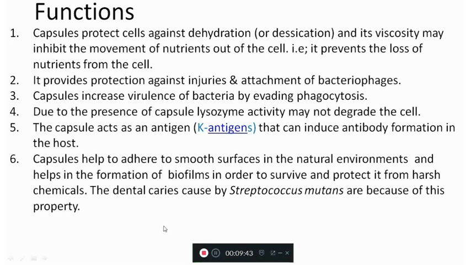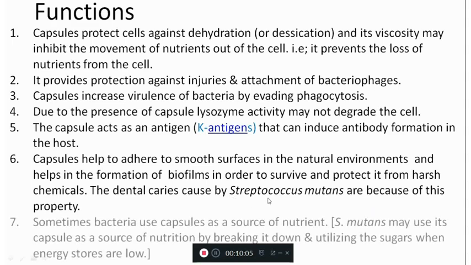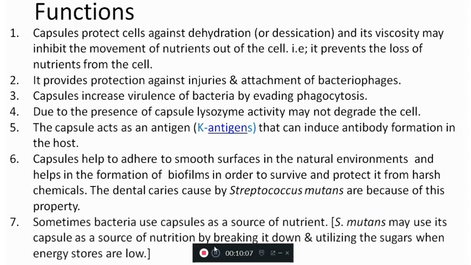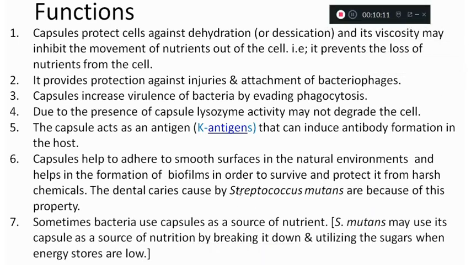Dental caries is caused by Streptococcus mutans, and it is because of this reason. These bacteria, Streptococcus mutans, secrete a capsule which is a homopolysaccharide made of mutan. Mutan is also one type of polysaccharide made of glucose. This causes the bacteria to colonize that particular place and cause pathogenesis.